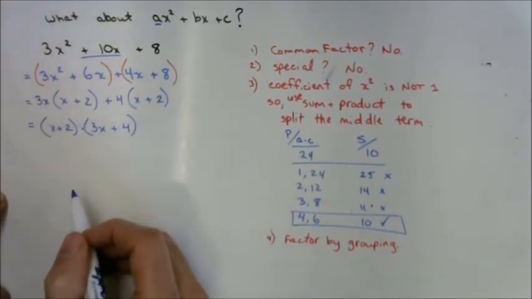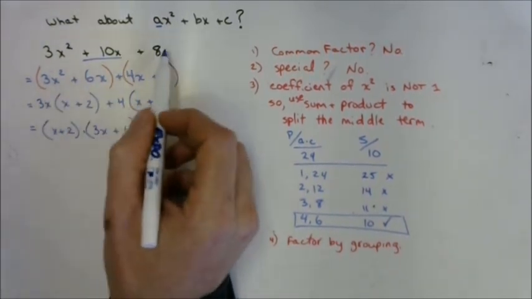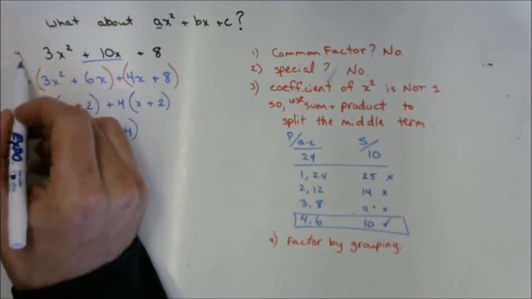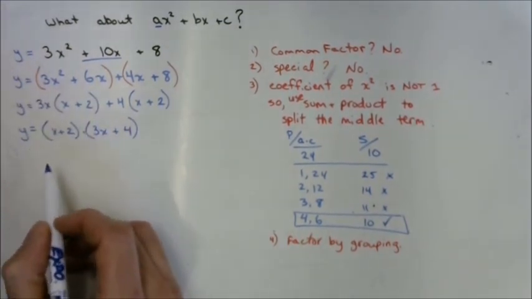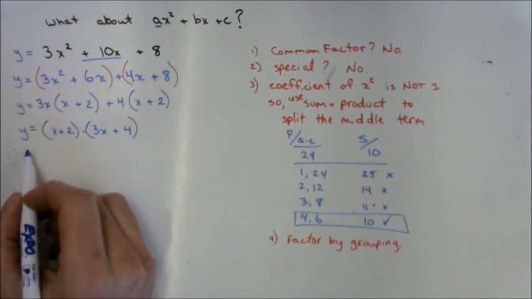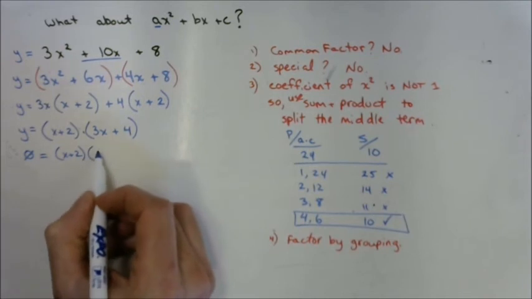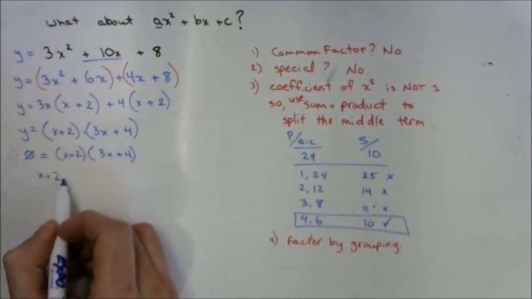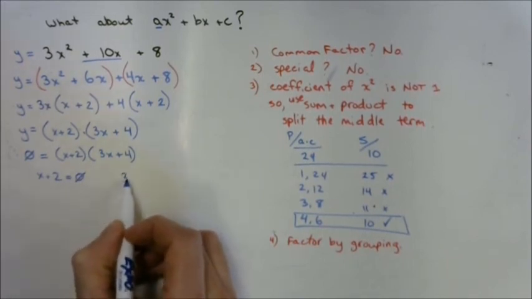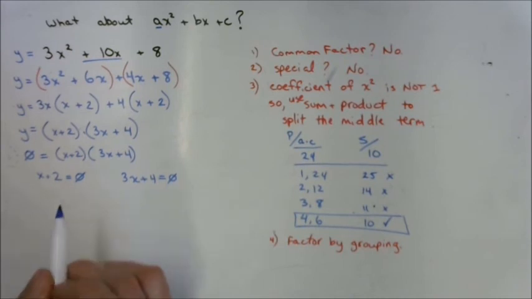Again, if I wanted to follow this out and actually find the solutions here, this is just a quadratic expression. If I had this, now it's a quadratic equation, and I could solve it by setting y equal to 0, which tells me that either x plus 2 equals 0 or 3x plus 4 equals 0, because anything times 0 is 0.